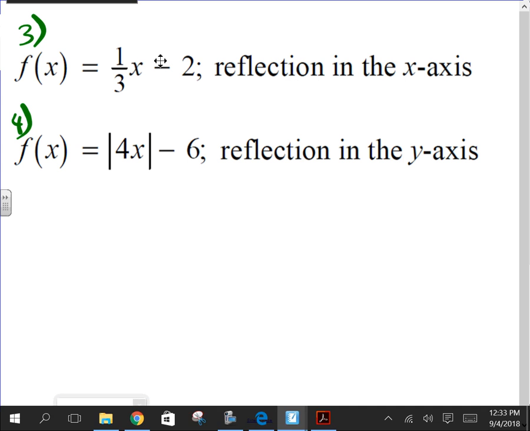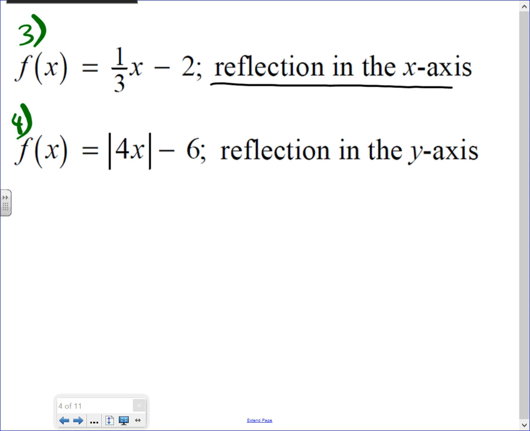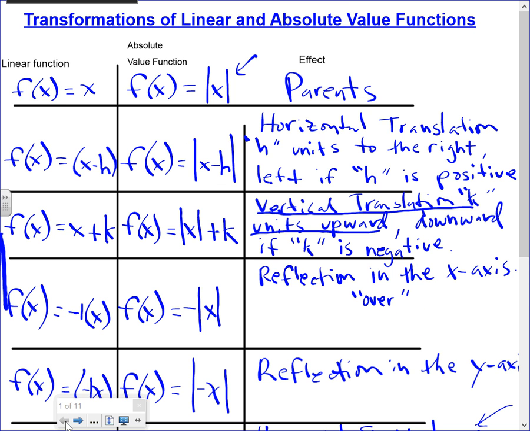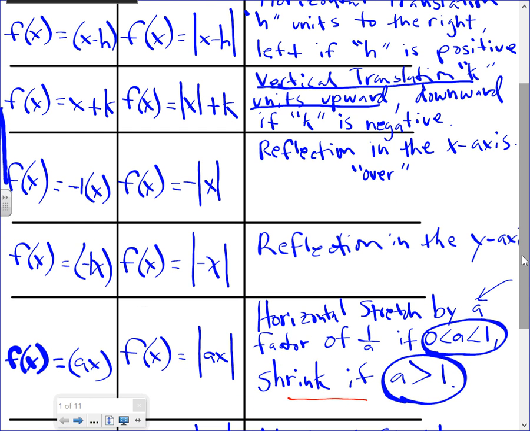So I'm looking for now, for number 3, reflection of the x-axis. What does a reflection of the x-axis look like? Let me go to our note guide. Here's reflection of the x-axis. If I multiply everything by -1, the whole function, everything outside of x, by -1, that's a reflection of the x-axis. If I just multiply the x by -1, that's a reflection of the y-axis. So I'm going to put everything in parentheses and multiply it by -1. Stay with me.